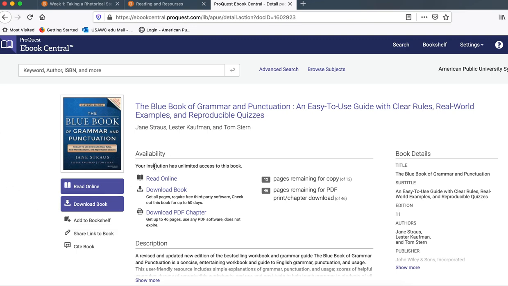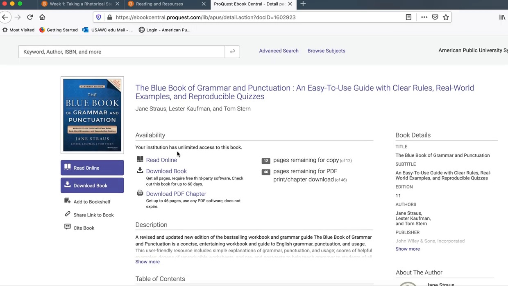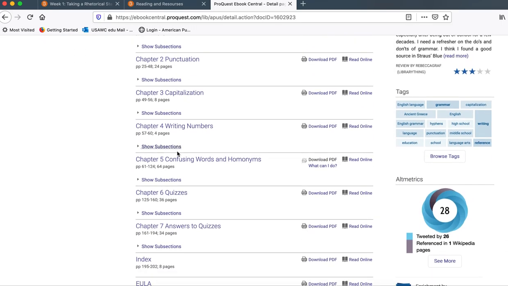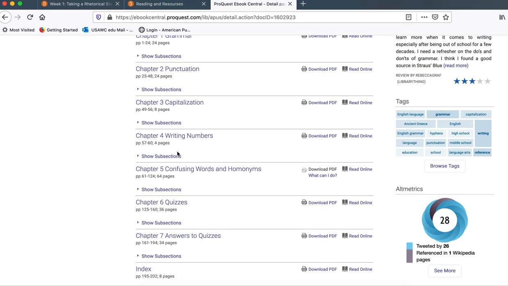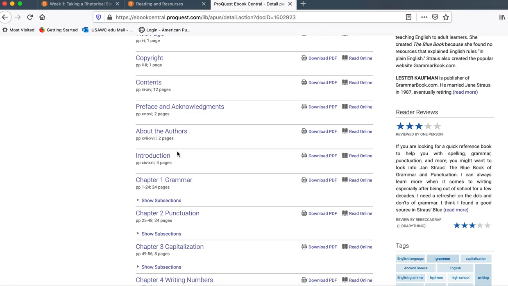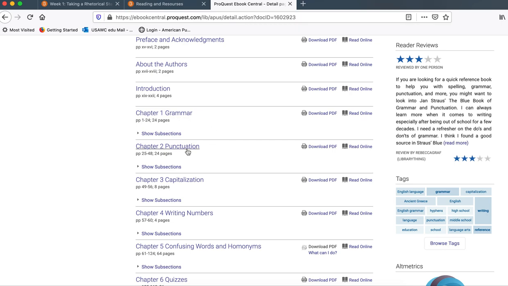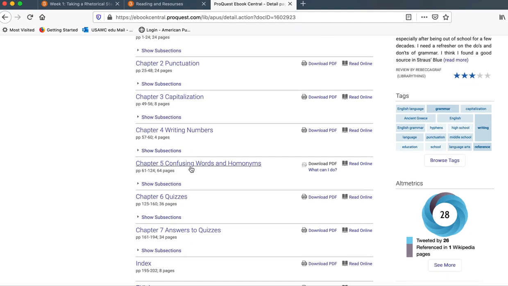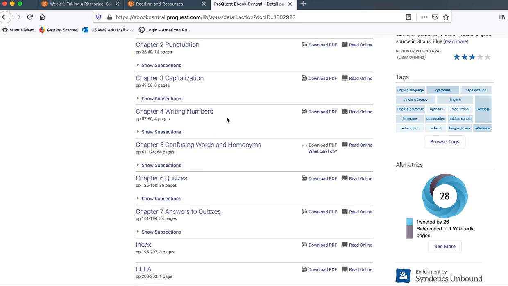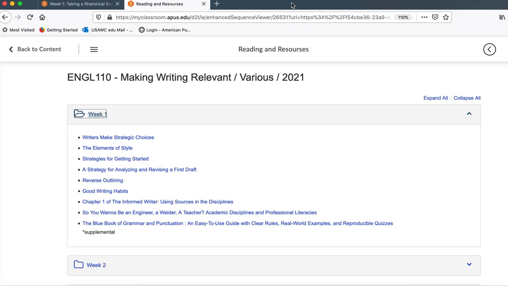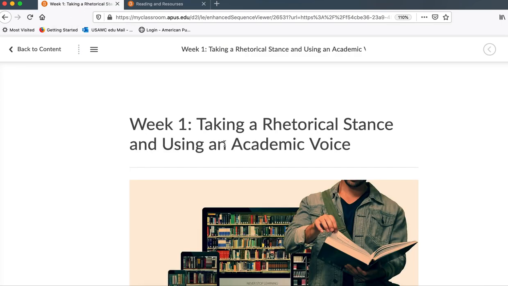Finally, you have the ability to go through the Blue Book of Grammar and Punctuation. Now, it's lengthy. So again, I'm not expecting you to read these chapters line by line, but you do have to kind of go through it and look into areas where you're having particular trouble. For example, a lot of you have problems with punctuation or confusing words, things like that. Pay attention to the areas where you have the most difficulty. All right, so that's enough about the readings due this week. The other area that I want you to pay attention to would be, let's go back to content.